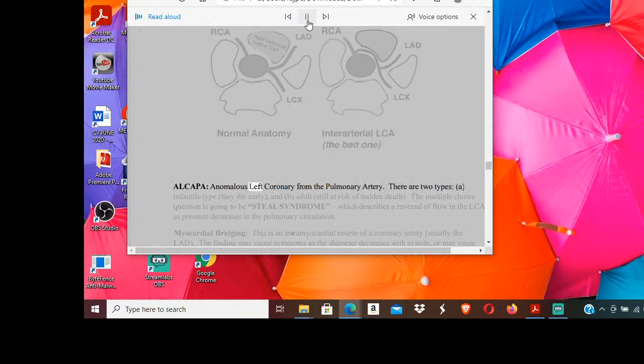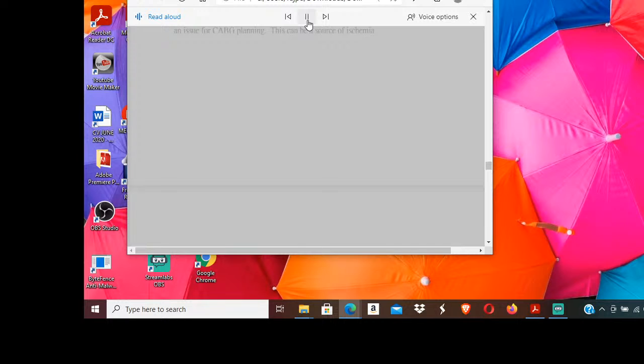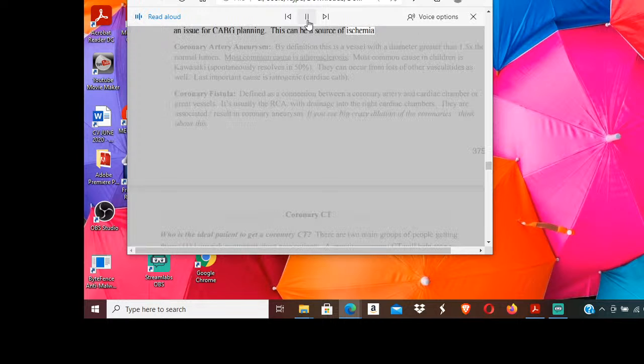ALCAPA, anomalous left coronary from the pulmonary artery. There are two types: A, infantile type, they die early, and B, adult, still at risk of sudden death. The multiple choice question is going to be Steal syndrome, which describes a reversal of flow in the LCA as pressure decreases in the pulmonary circulation. Myocardial bridging, this is an intramyocardial course of a coronary artery, usually the LAD. The finding may cause symptoms as the diameter decreases with systole, or may cause an issue for CABG planning. This can be a source of ischemia.